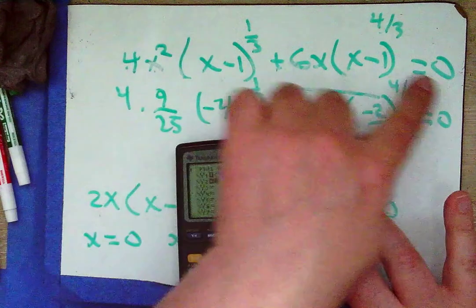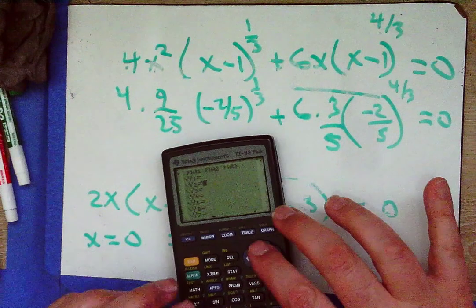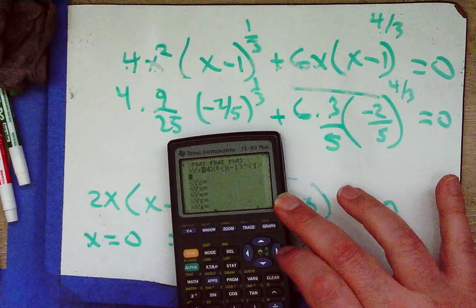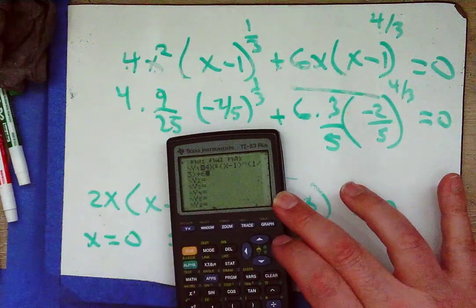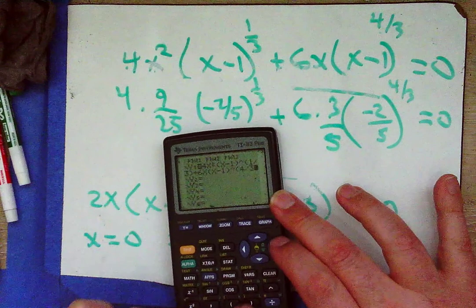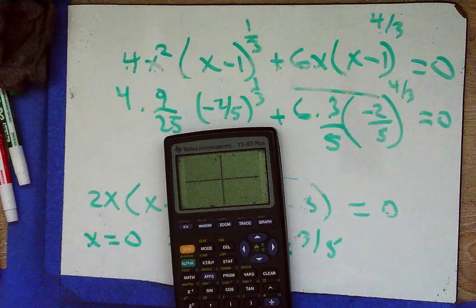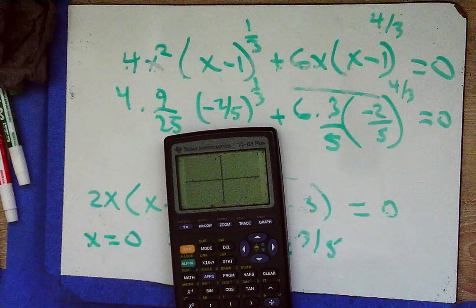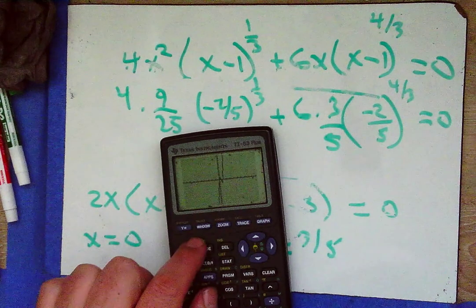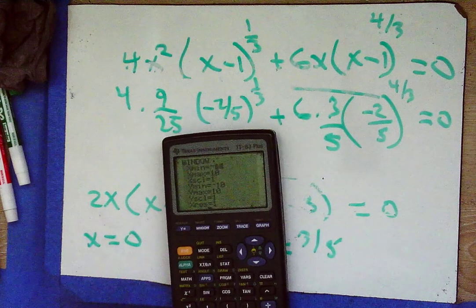Graph it. Graph this and ask, when is this equal to 0? When does it have any x-intercepts? So I'm going to type this in. We've got 4x squared, parentheses, x minus 1, close parentheses, raised to the 1/3 power, plus 6x, parentheses, x minus 1, raised to the 4/3 power. Okay. And zoom 6. Look, squiggle squiggle. So let's change our viewing window, because we know we have answers at 0 and 1, and this would be in between them. Let's change our viewing window to be -1 to 2.